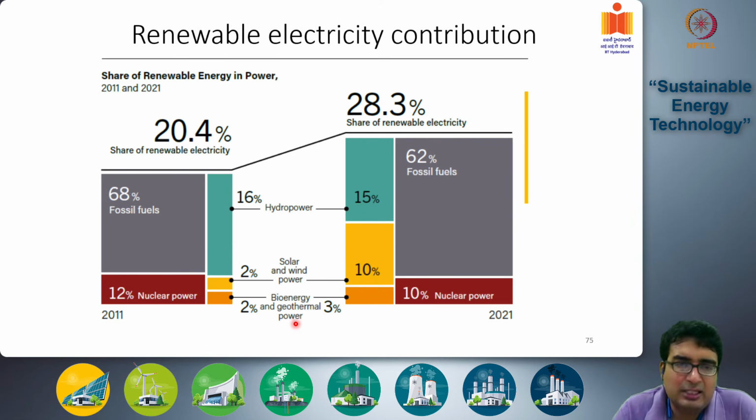Bioenergy has not grown significantly. Nuclear power has shrunk. Fossil fuel, of course, has shrunk to some extent. Okay. And overall, the share of renewable electricity has grown from 20% to 28.3% in 2021. Okay. So the growth has largely been fueled by solar and wind electricity, which together now produce 10% of the total electricity being consumed worldwide today. These are the fastest growing sectors of renewable electricity globally.